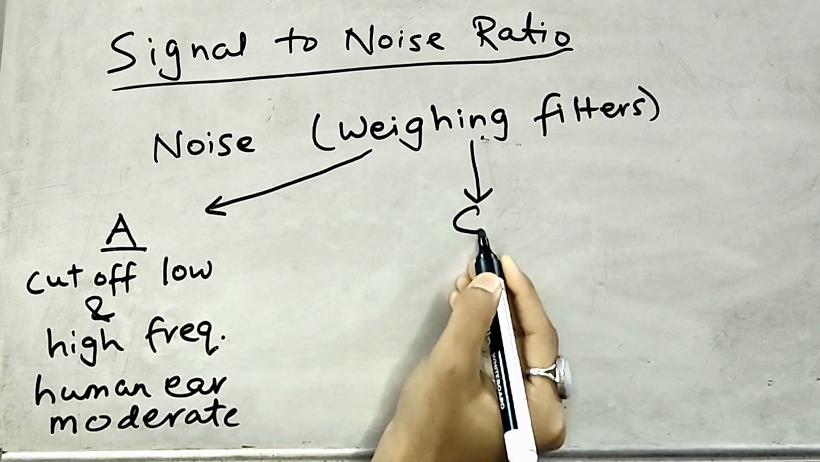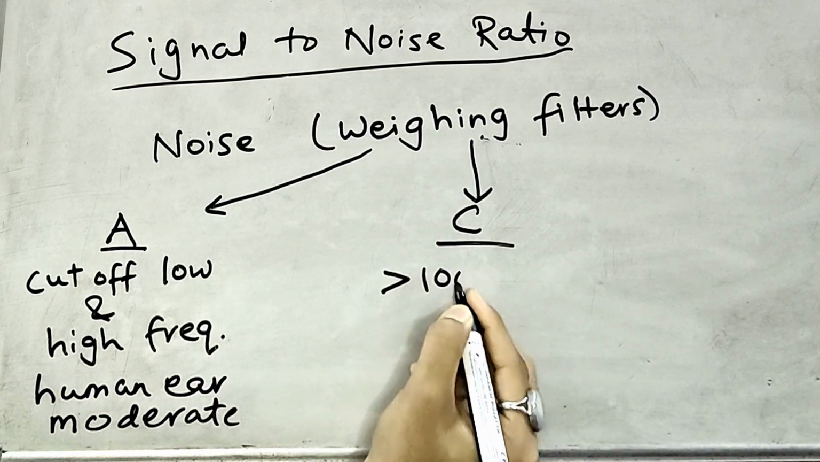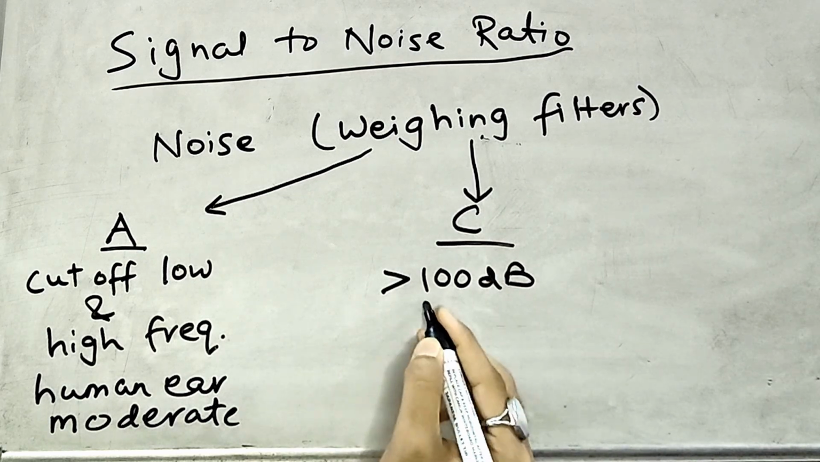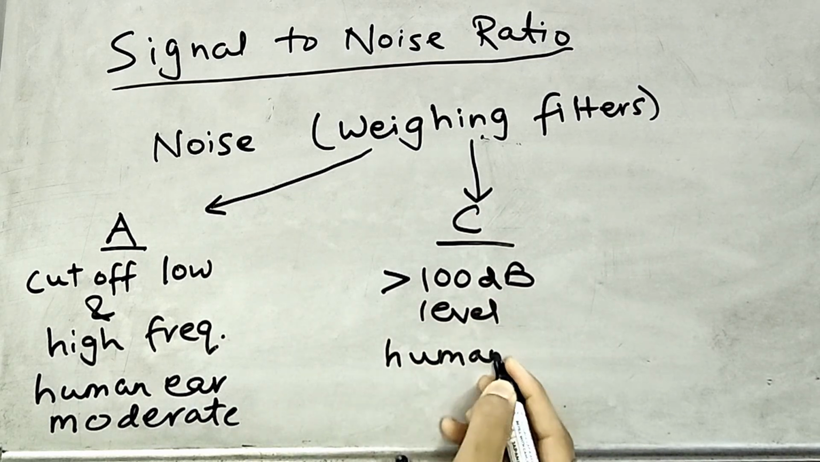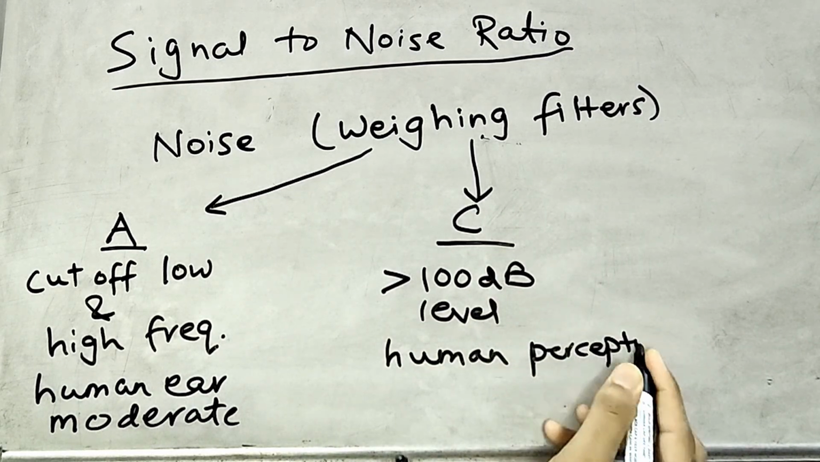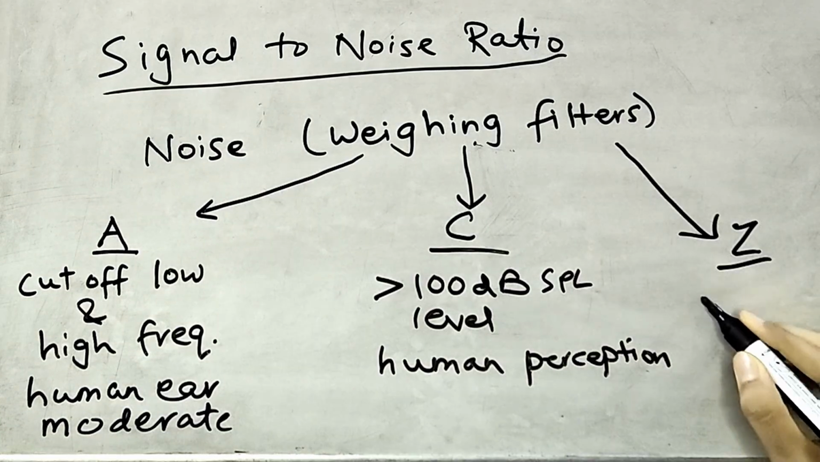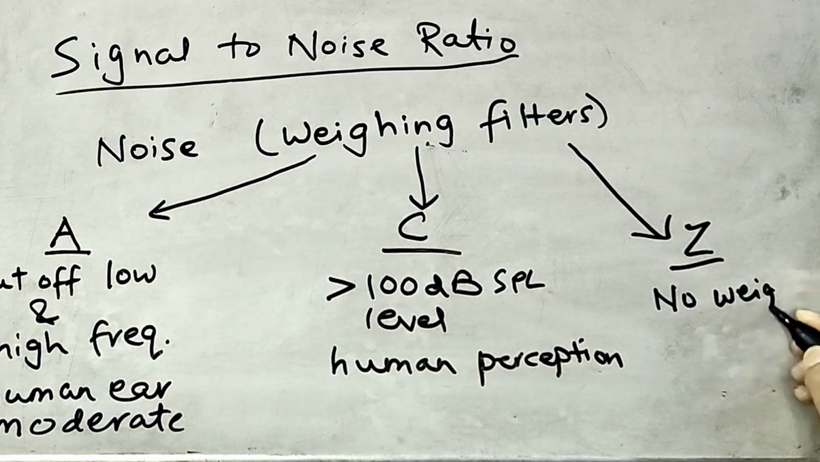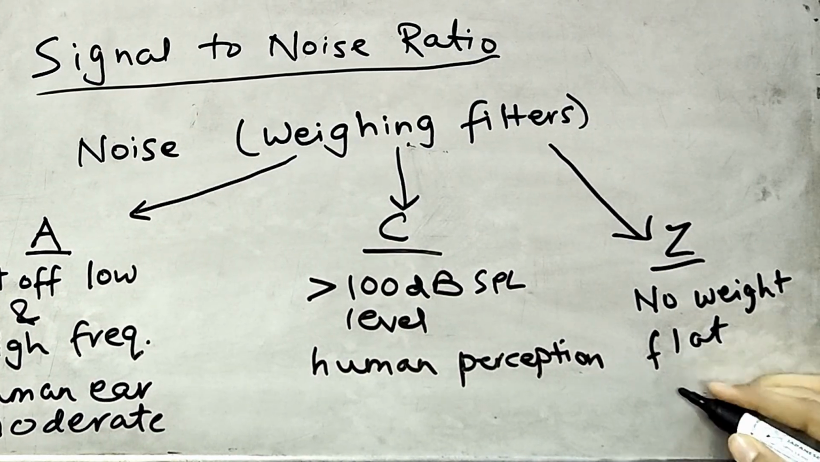C-weighing. This is a flatter response filter often used when measuring very loud sounds above 100 dB SPL, where the human ear's frequency perception changes. Z-weighing. This offers virtually no filtering, a true physical or flat measurement.